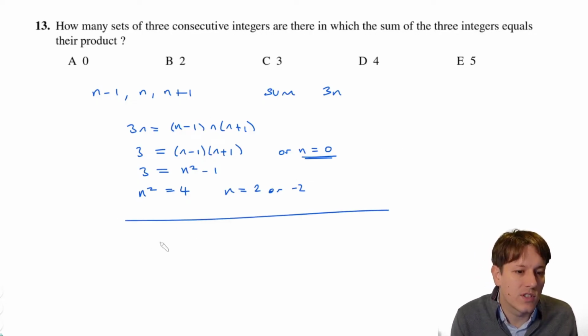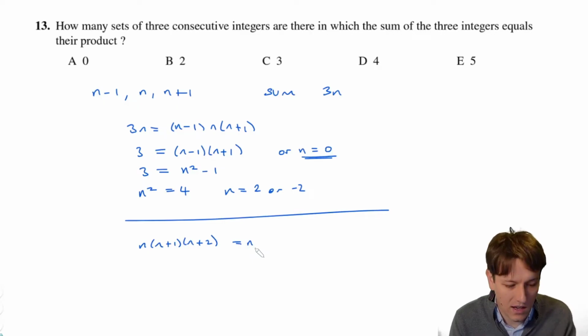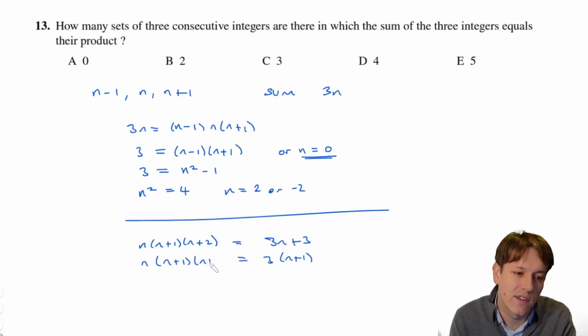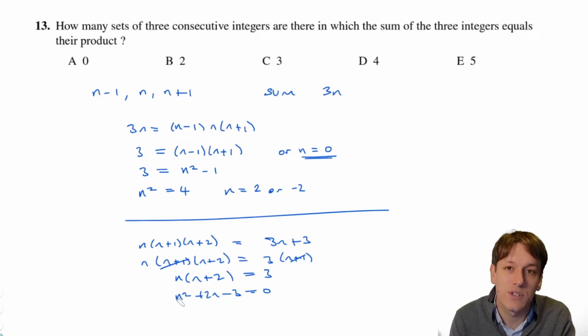Of course, if you started with n plus 1 and n plus 2 instead, you might have something like, that's going to be equal to 3n plus 3 now, and actually we can do the same sort of thing here because you've got 3 times n plus 1 on this side, and you've got a factor of n plus 1 on the other side, so those would cancel, and then I'd be left with n plus 2 equals 3, which gives us n squared plus 2n minus 3 equals 0.